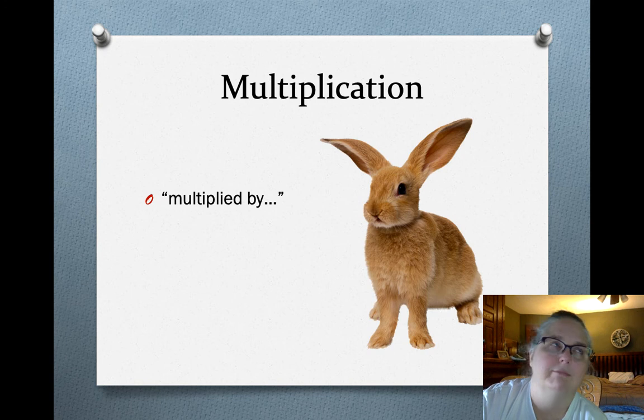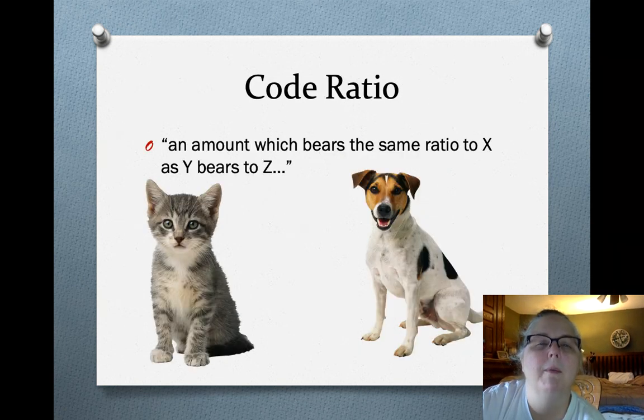Multiplication is easy. It merely says multiplied by. Something shall be multiplied by. That's not hard language. But code ratio, which is also generally how we think of division, will be indicated by an amount which bears the same ratio to x as y bears to z.